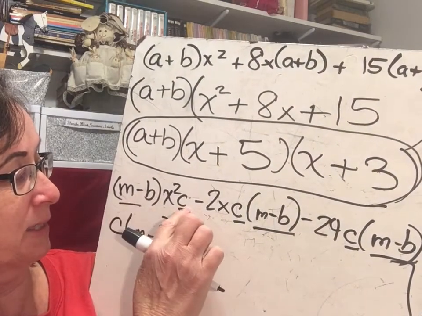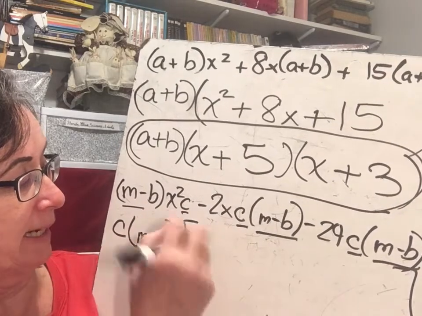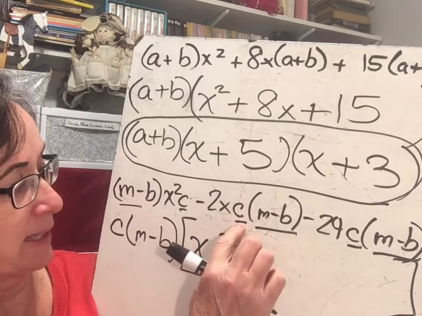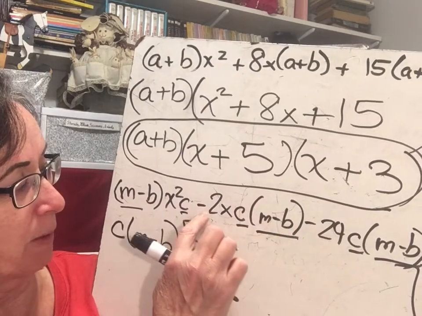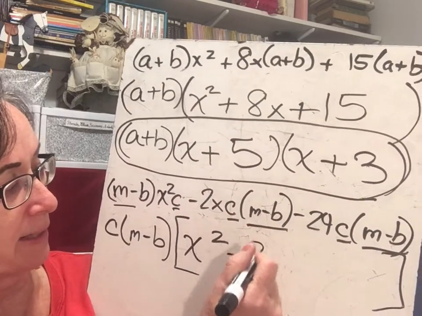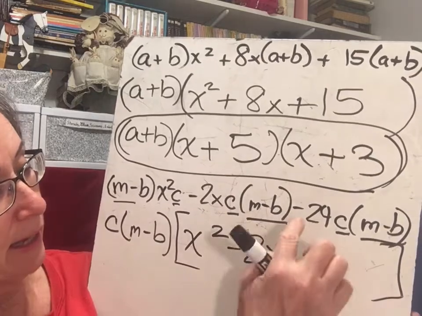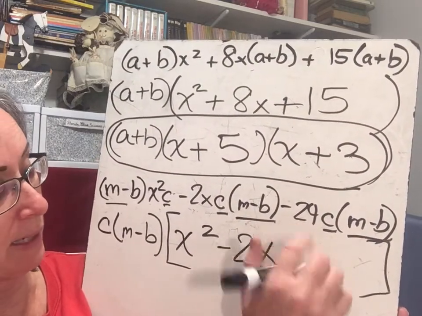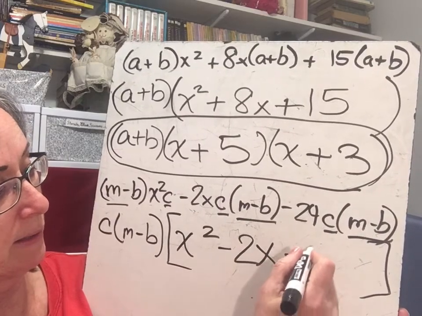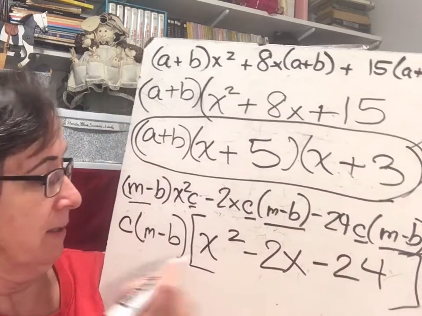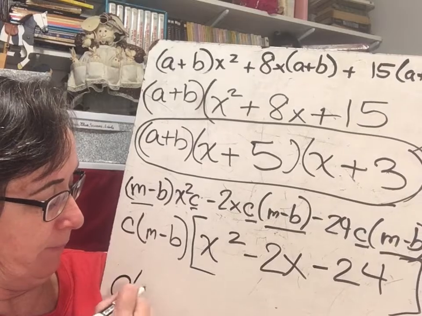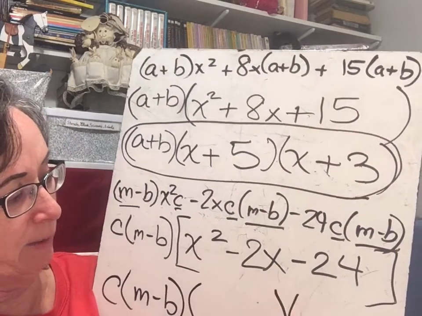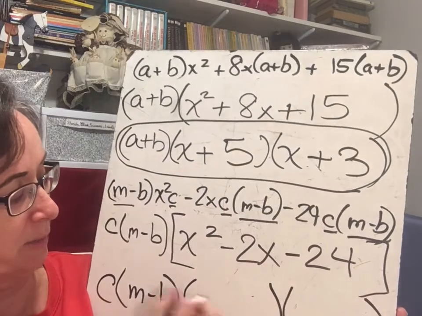This one and this one are going to go out to the front, and I have just the x squared. And then there's a C and an M minus B, so a minus 2x is all that's left. And a C and an M minus B, so a minus 24 is all that's left. So C, M minus B gets copied down, and we factor this big trinomial.